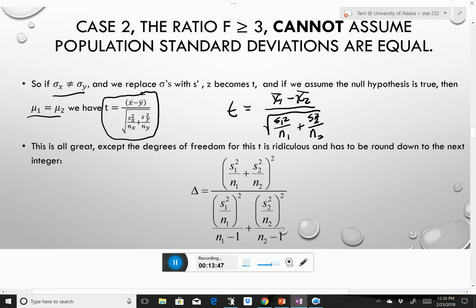Yeah, I know what you're thinking. I do not want to have to do that. And generally speaking, again, this is why it's nice to have our calculators. We don't have to do this by hand. I just wanted you to see what it looks like. It's kind of a mess. It is a little more difficult than the S pooled for case 1, but like I said, it has to be rounded down to the next lower integer in order to look it up. Your calculator can calculate it fairly easily, and that's what makes it kind of nice.